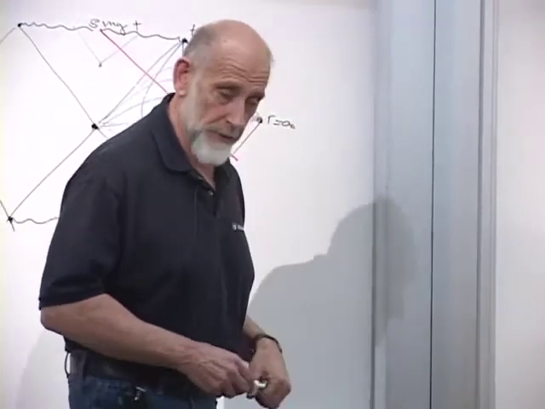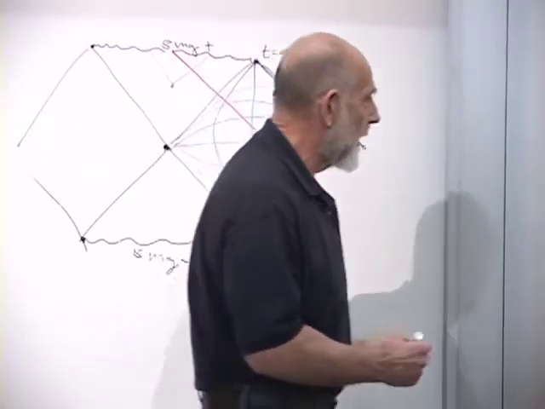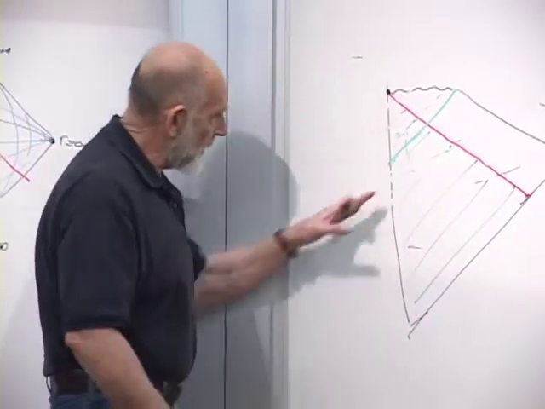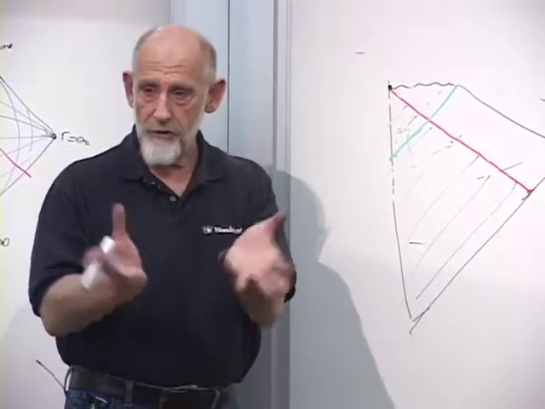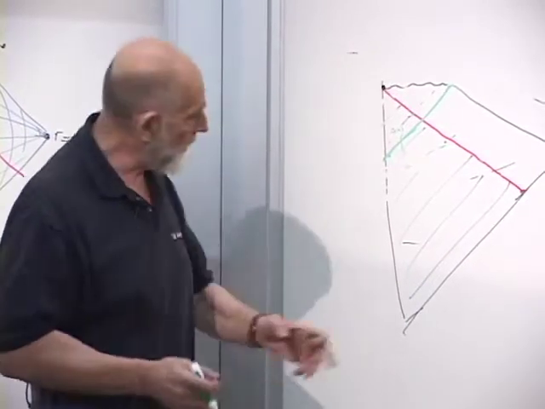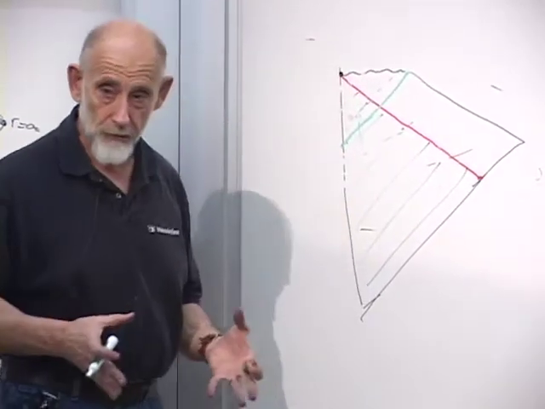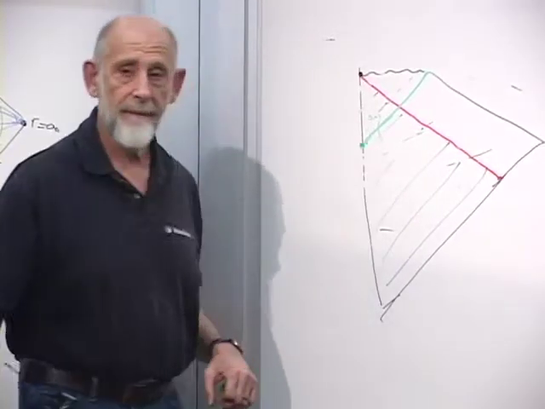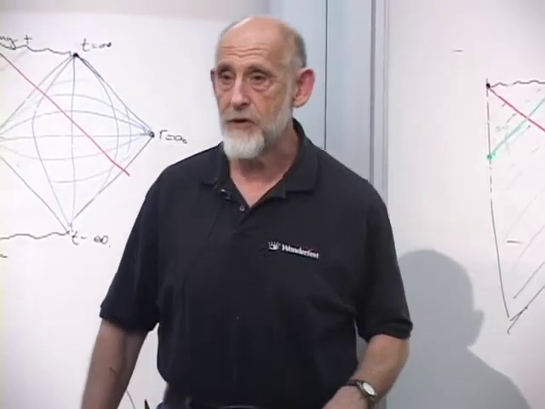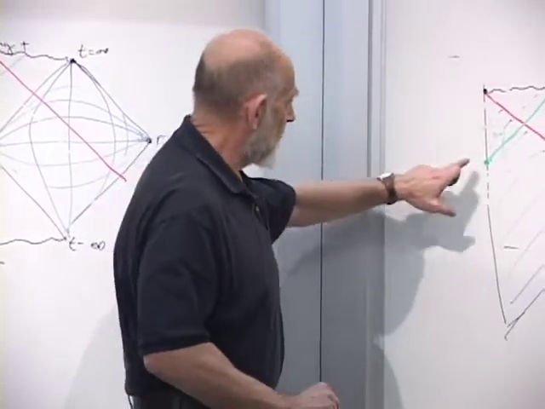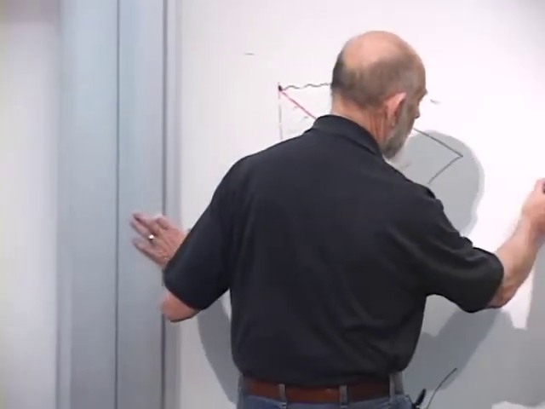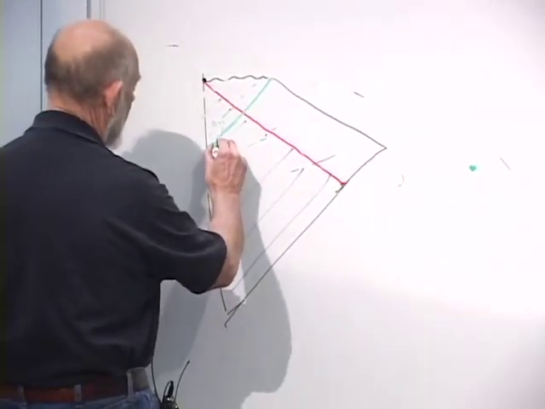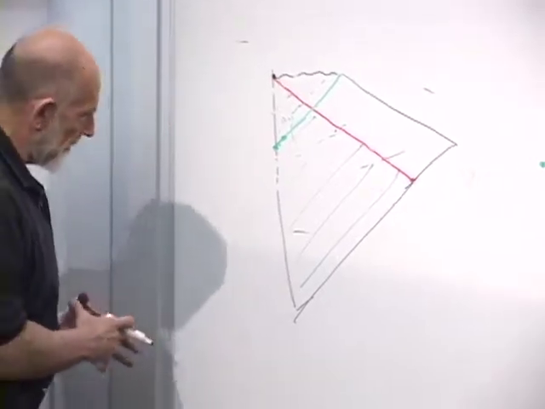What happens to the horizon? Let's think about the horizon a little further. Here's the horizon, and remember, at each point on this diagram, there is a two-dimensional sphere. So each point along here represents a two-dimensional sphere. What's the size of the sphere over here? Zero. All right? So we start over here with a zero-size sphere.